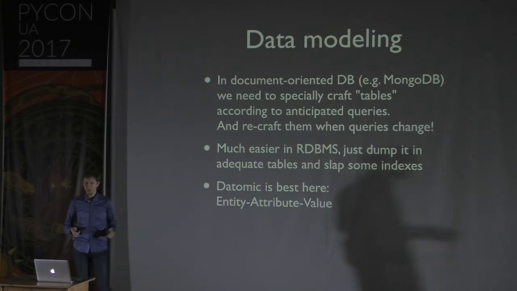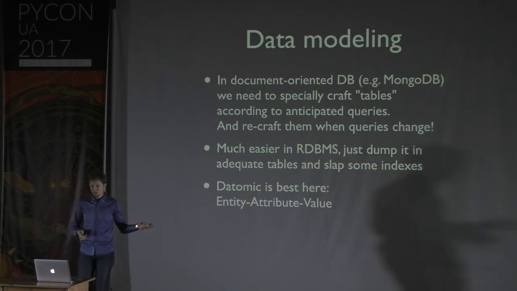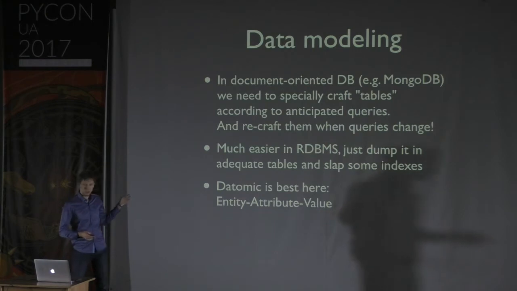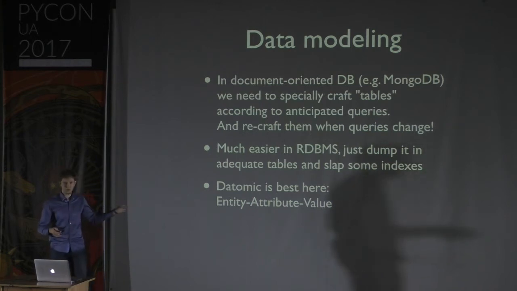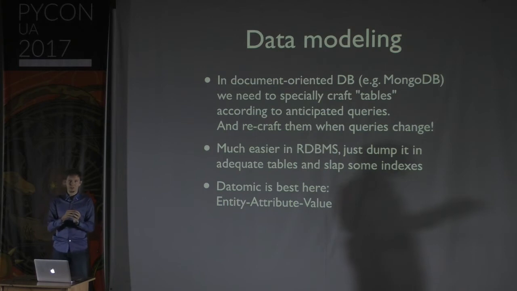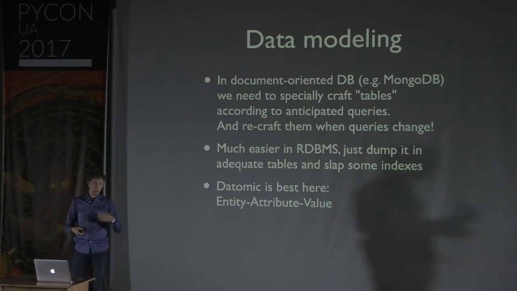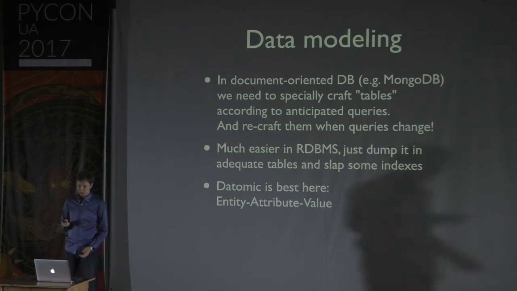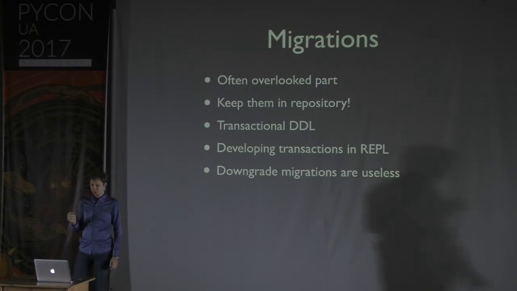And Datomic is a kind of special database because it's really the one where you don't have to think about it a lot. You don't have to think at all, because you just put data there in triples, and it just works, and you can query it like a relational database, you can query it like a graph database, and it's amazing. But it's also a commercial database which costs some money, and we love open source here, so I won't advertise it much.